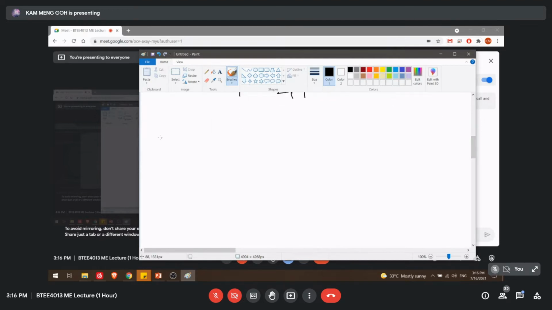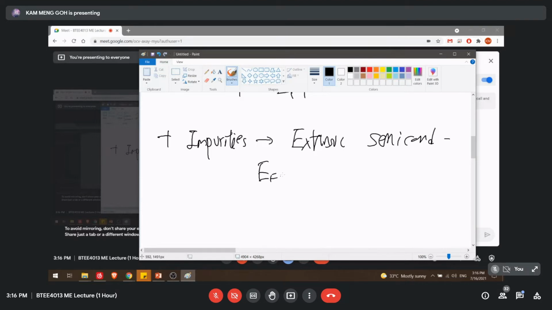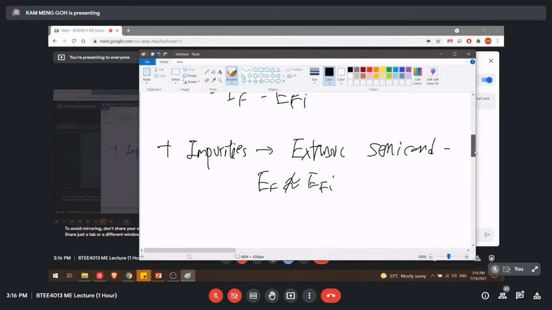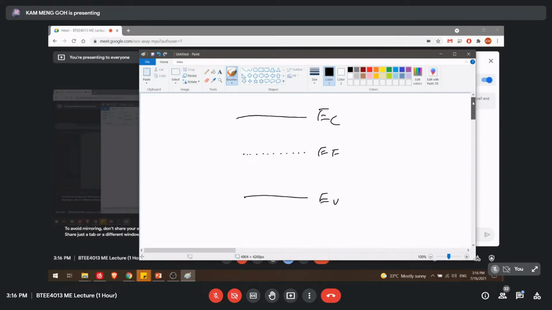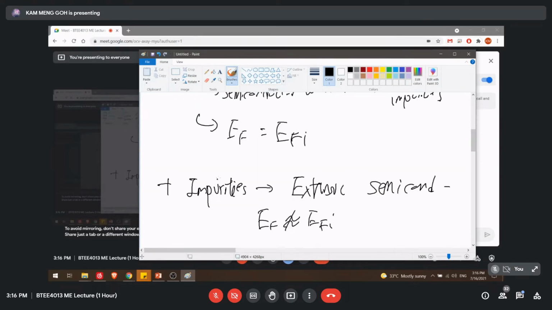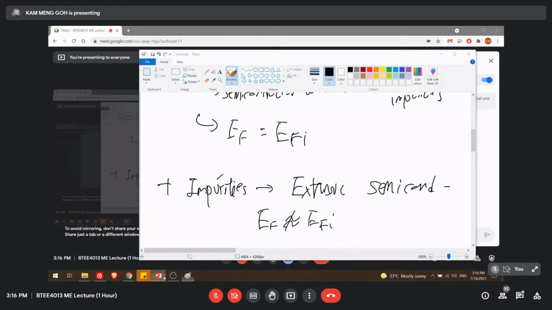But if you're adding some impurities inside there, then it will become the extrinsic semicon. So after adding the impurities, the EF will no longer be the same as the EFI. Okay, it may deviate to somewhere else. So today we are going to see how we play around with the semiconductor with the impurities. So let's go back to the slide.